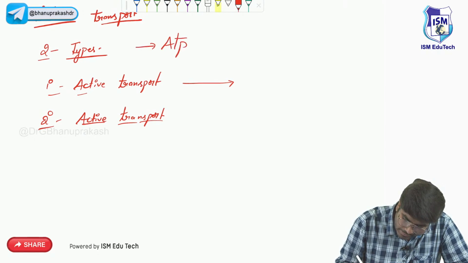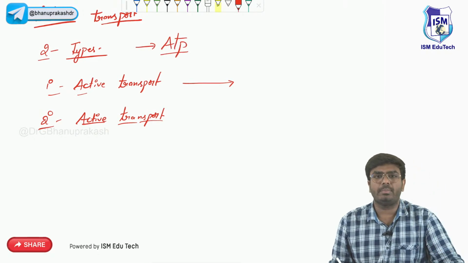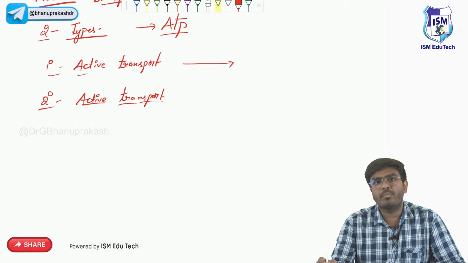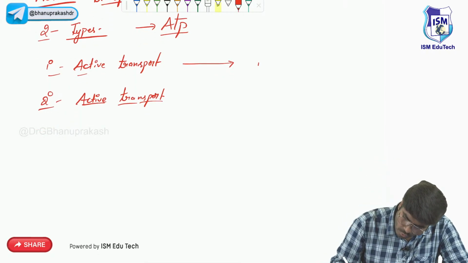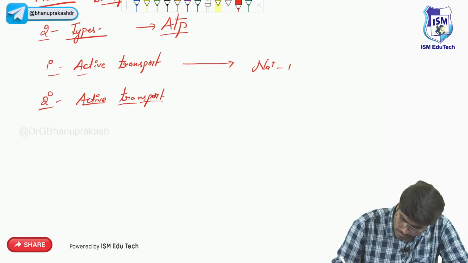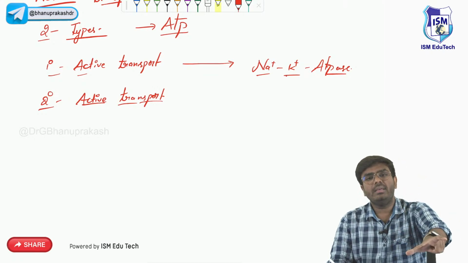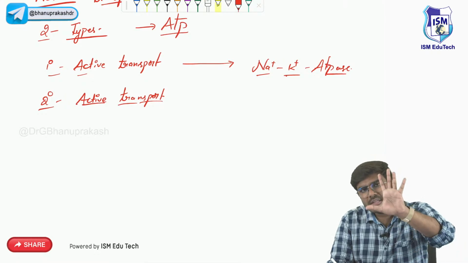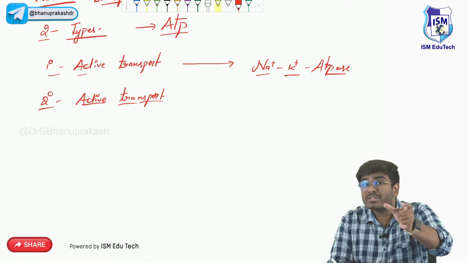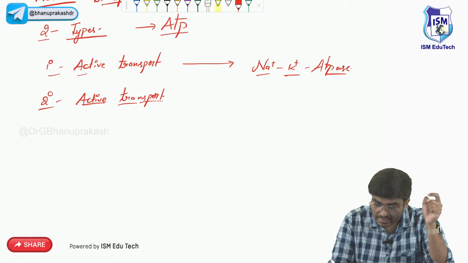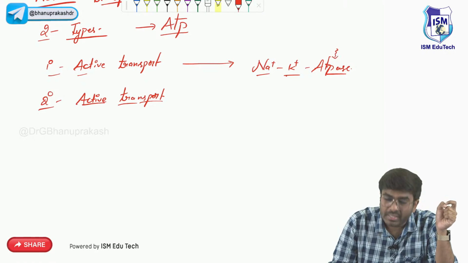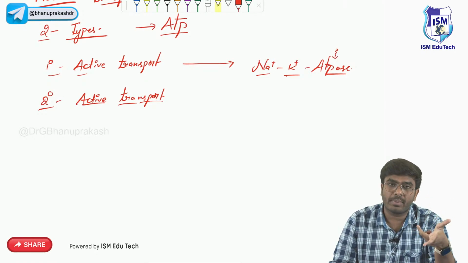We require ATP. For the movement of substances, we need ATP. So can you give me examples of primary active transport? Yes, sodium potassium ATPase, which is present on all the cells in your body. There are trillions of cells, right? On all these trillions of cells, there is a protein called sodium potassium ATPase. See, in the name itself it's there, ATPase, ATP breakdown is happening.